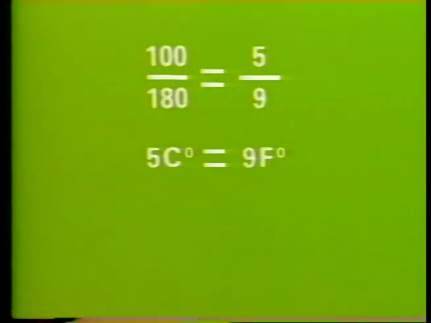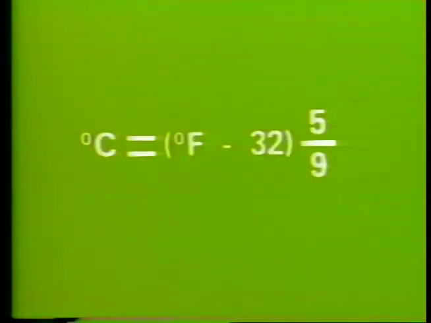We could also say that 1 Fahrenheit degree is equal to 5/9 of a centigrade degree. The formula for converting Fahrenheit measurements to centigrade measurements is as follows. Degrees centigrade are equal to degrees Fahrenheit minus 32 times 5/9. It's necessary to subtract 32 in this formula so that the numbers have a common starting point.